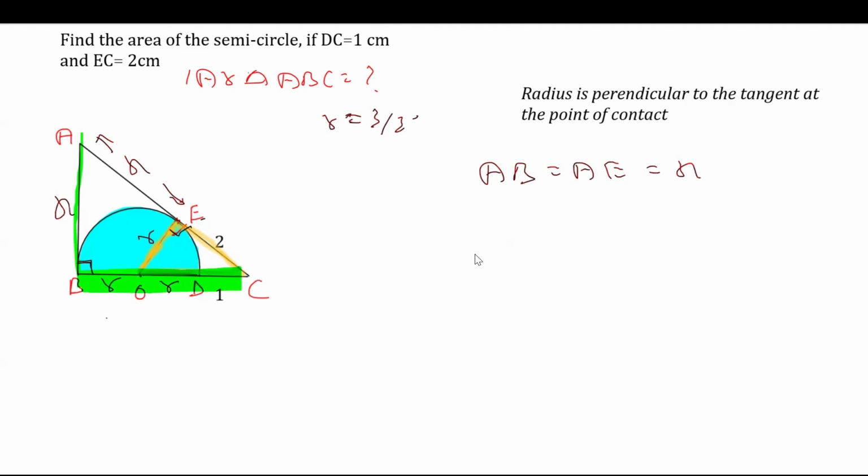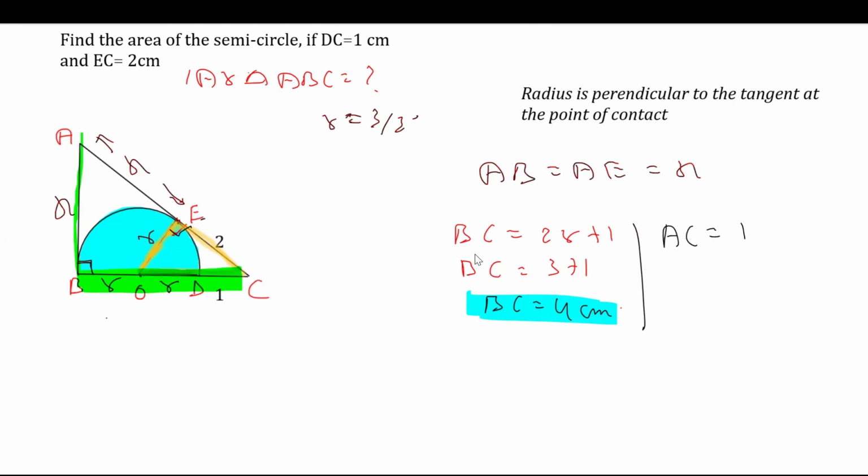So now check here. What is BC? BC should be how much? R plus R, right? R plus R plus 1, that is 2R plus 1. So the length of BC, 2 times R is how much? Multiplying 2 is 3. 3 plus 1. So the length of BC we got as 4 centimeter. And the length of AC, which is the hypotenuse, is x plus 2 as per the figure. That's the length of AC, and AB is x.